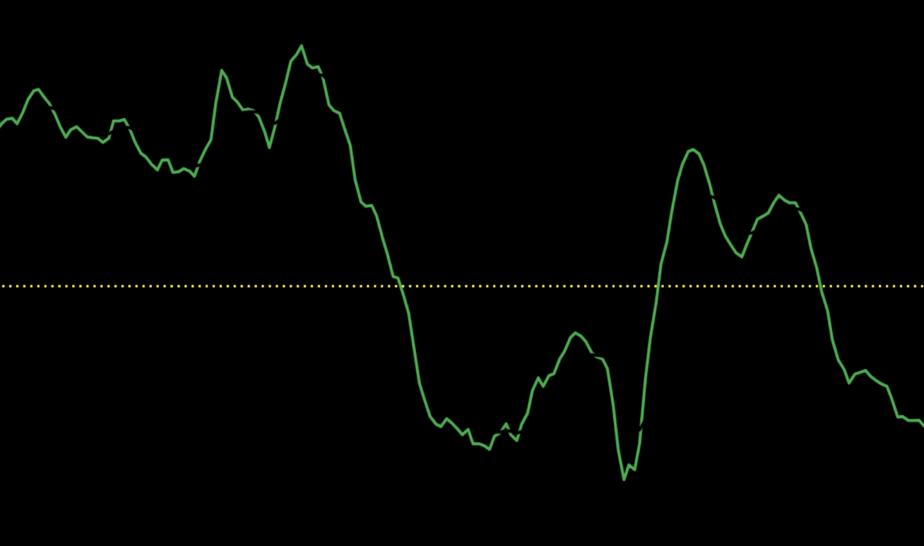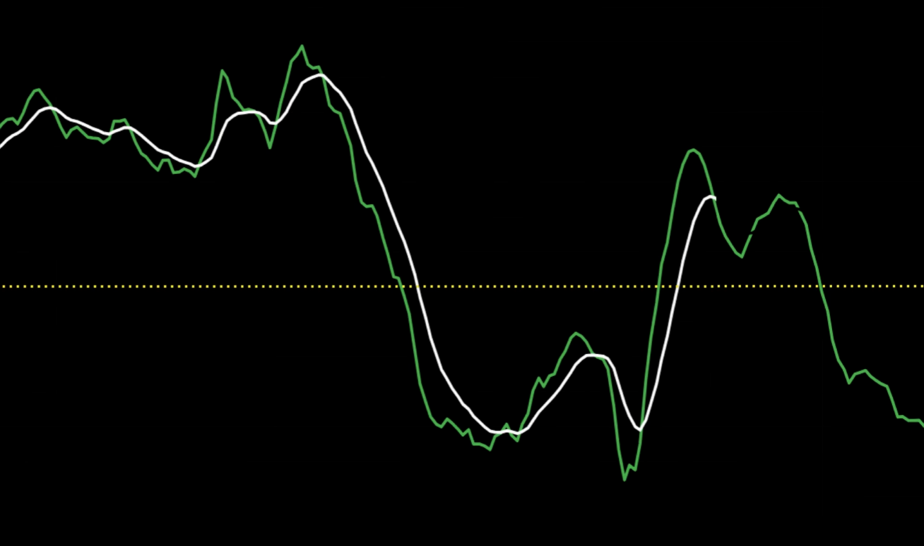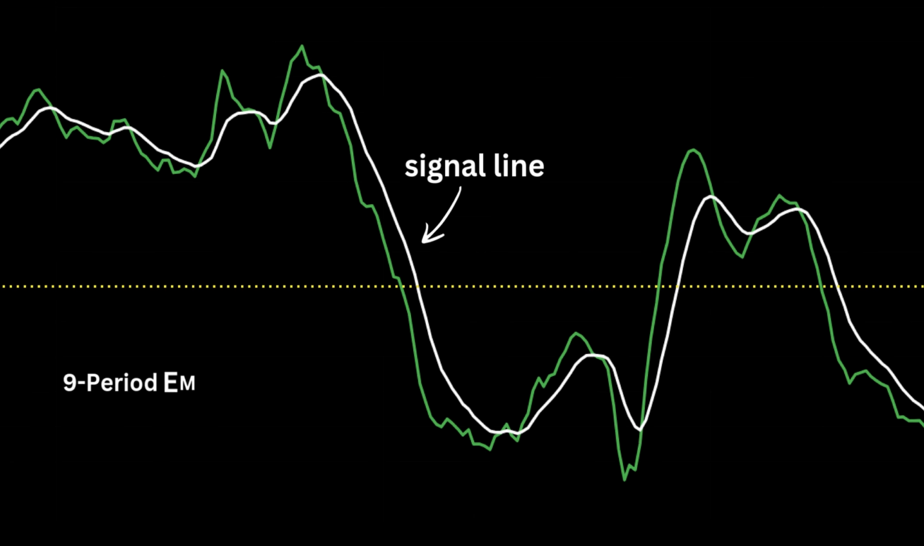If the MACD line is our protagonist, the signal line is its wise advisor. Gerald Appel realized that the MACD line, being so reactive, could be a bit erratic. It needed to be smoothed out to generate more reliable signals and avoid market noise. The solution was, again, elegantly simple. The signal line is just a 9-period exponential moving average of the MACD line itself.